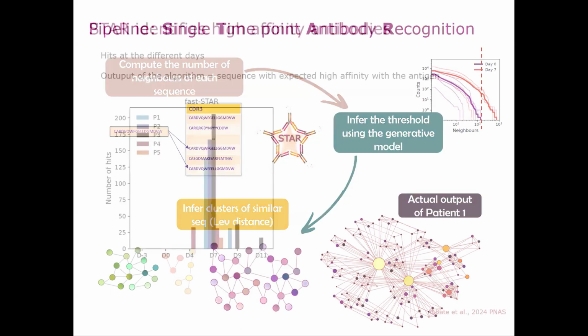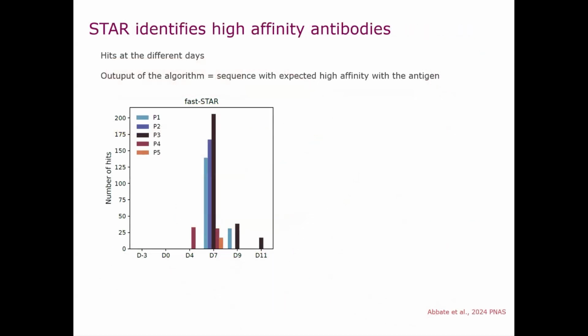We can look now at some results. Here in this plot, you have the number of hits, so the number of sequences that are output by the pipeline when we apply it to all the patients and to all the data that we had. First of all, we can see that there is a nice peak at day 7, which is the peak of the immune response, and that there are no hits before the vaccine. So this was really good.